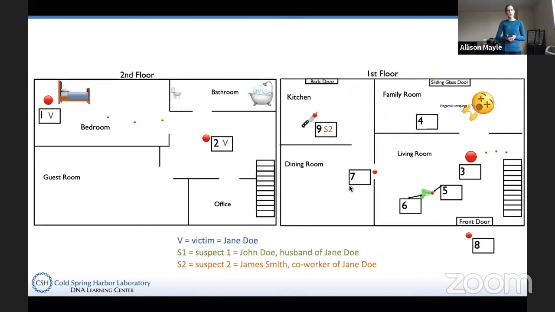All right, so evidence 1 and evidence 2, it turns out, are some blood that was found on the 2nd floor of Jane's home. So it makes sense that the victim has left her blood in many of these spots because she's the one who was murdered. So it makes sense that she was bleeding, right? So that's where that blood came from. It came from her. It doesn't tell us anything about the suspects, but it might tell us where she was at various times throughout the evening while she was bleeding.